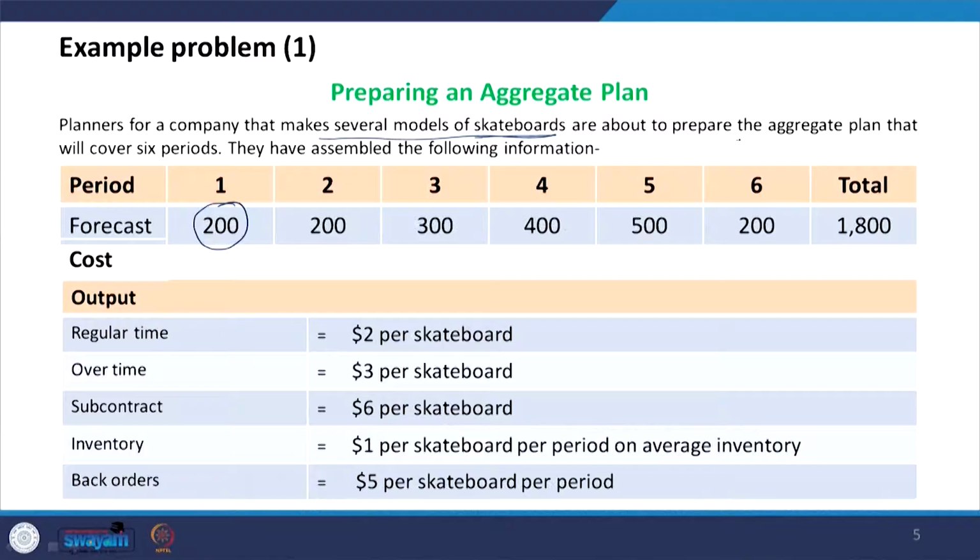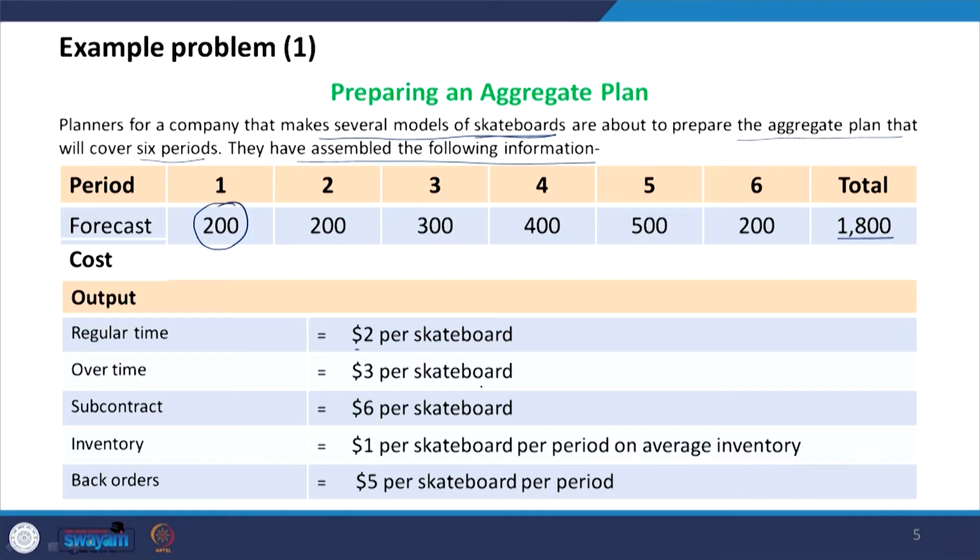They are about to prepare the aggregate plan that will cover 6 periods. So, from period 1 to period 6 the different values of forecast are available, and the total expected forecast is 1800 units. They have assembled the following information. Now, let us see the cost parameters. Regular time production costs you $2 per skateboard. The overtime cost is $3 per skateboard.